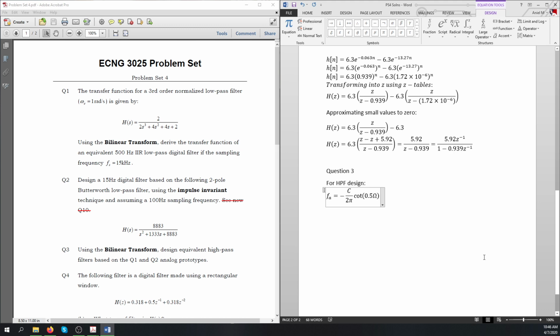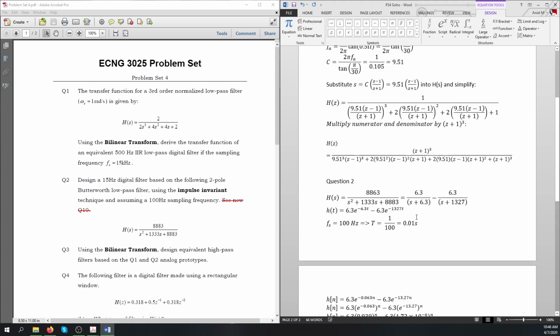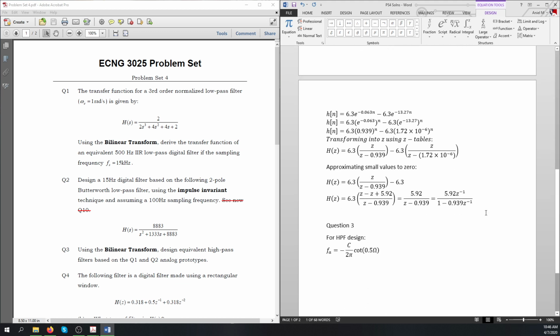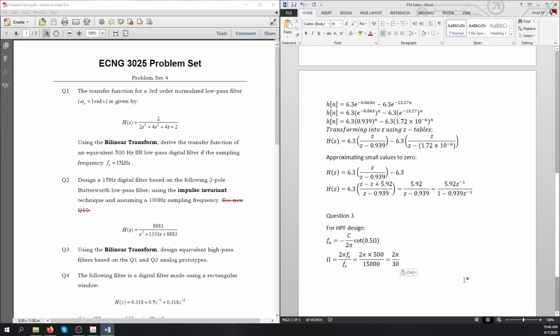The way we calculate capital omega will remain the same. The analog frequency cutoff in terms of omega A for the analog frequency is 1 radians per second. That will also remain the same. The FC for the digital side is going to be 500 Hz, so that remains the same as well.